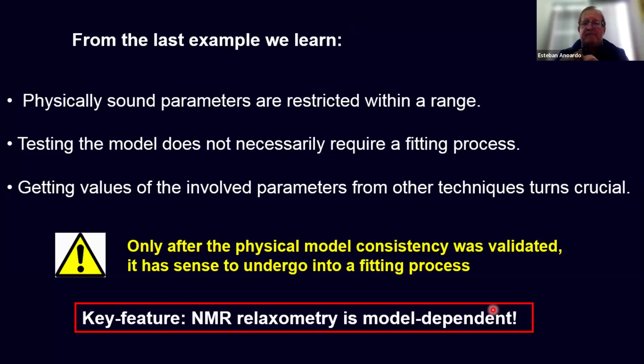Finally, getting values of the involved parameters from other techniques is crucial for the process of validation of the model, okay? And only after we have checked this point does it make sense to go into a fitting process. You know, the model explains the data, and it is doing it with parameters that have physical sense. And of course, NMR relaxometry is model dependent, and this is the problem we have. We need a model to connect our data with what is going on inside the sample.